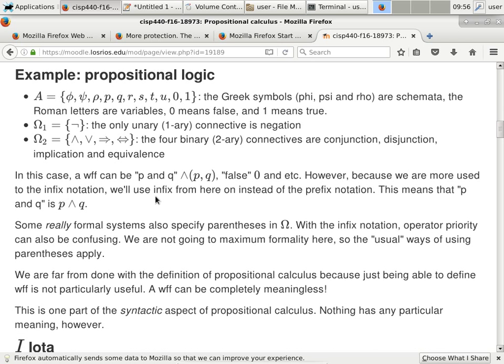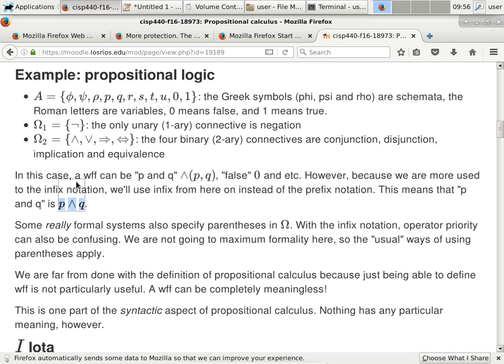So now, since we choose to use the infix notation, we can say that, you know, P and Q, which is also the same thing as P or Q, is a well-formed formula, because we are supplying exactly two things to an operator that requires two things. And each thing that we're supplying is by itself a well-formed formula, because everything in alpha is by itself a well-formed formula to begin with. Are we doing okay so far?